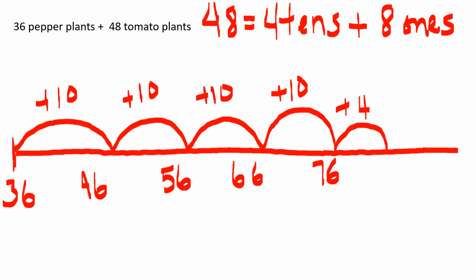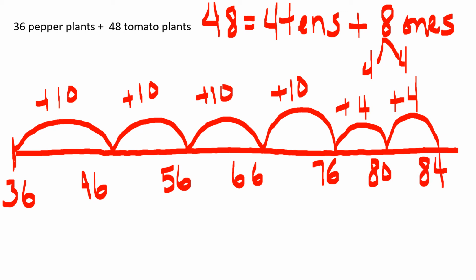Well, that jump of 4 comes right out of my 8 ones. And I also know that 8 ones is made up of 4 plus 4. So if I jump the first 4, now I need to jump the second 4. When I jumped the first 4, it took me to 80. When I jump the second 4, it takes me to 84. And there are the 84 plants that Farmer Alex planted.